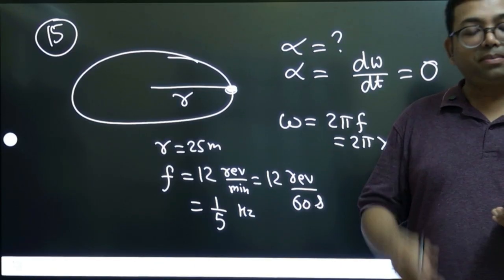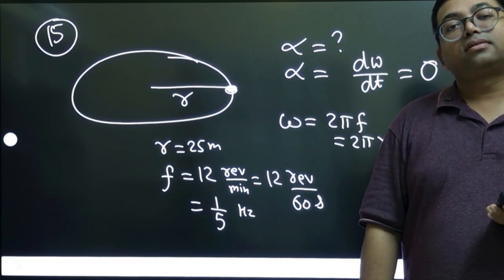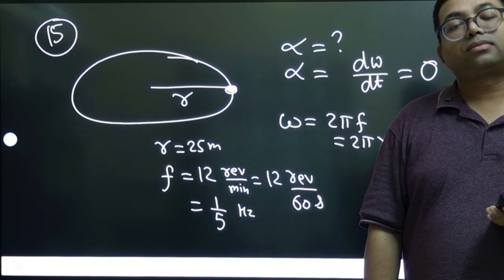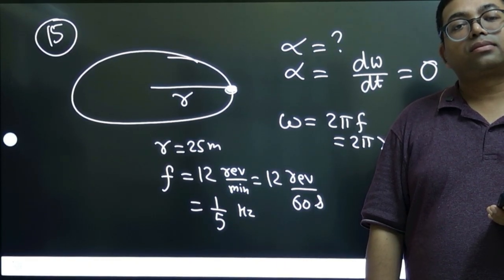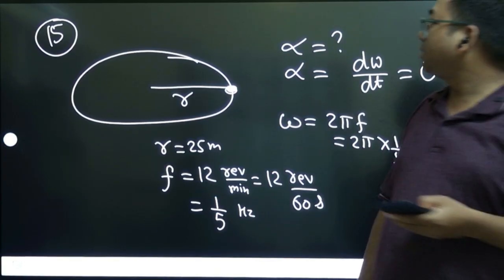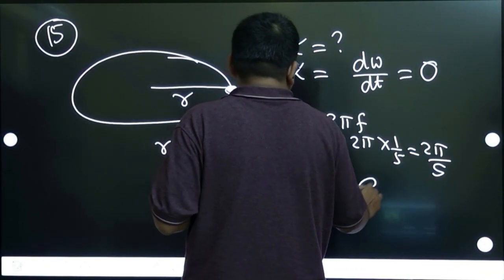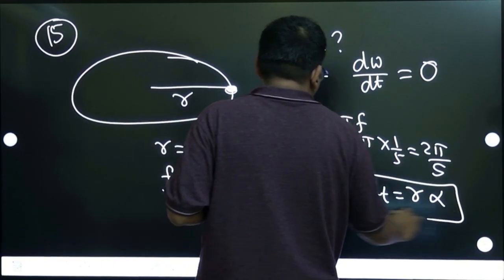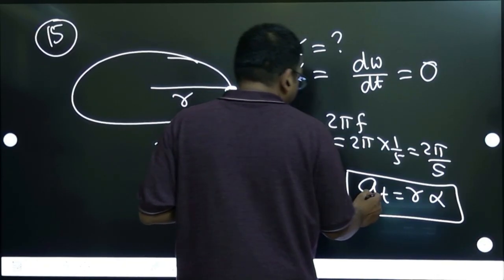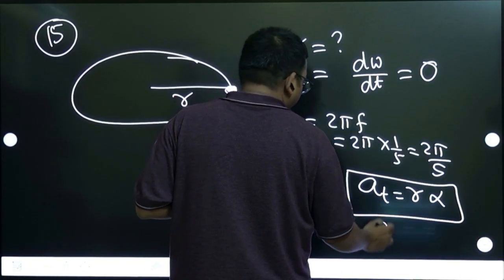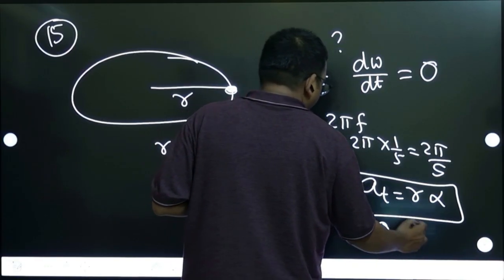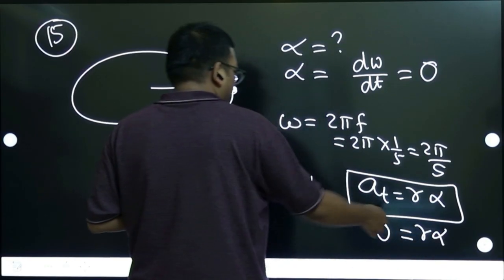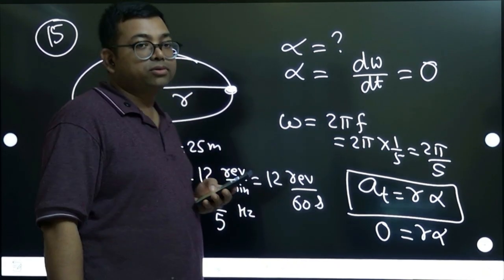You write it. A means tangential acceleration. No, no, no. Tangential acceleration is R alpha. I forgot the formula. Tangential is R alpha. This is the formula. So tangential acceleration is anyway 0, because speed is not changing. So from here also you can calculate. It is also 0 from here also.